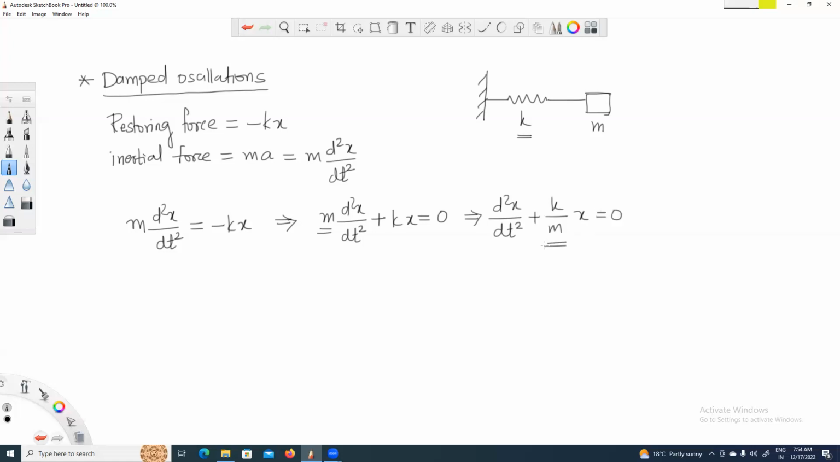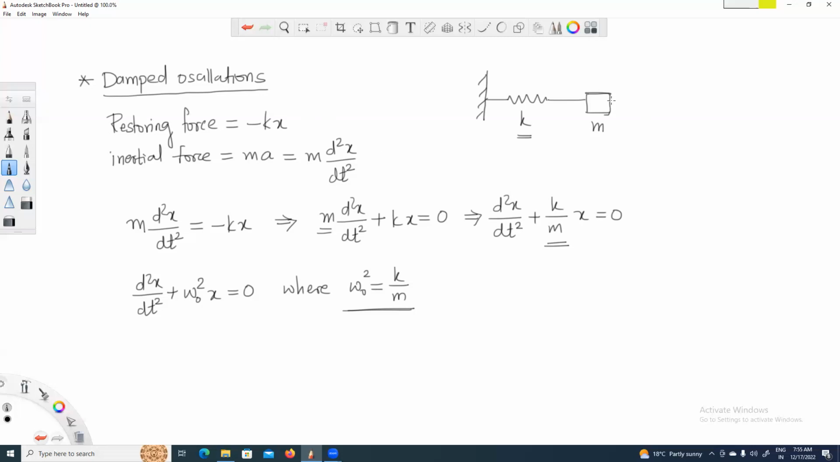And we know this term. This k upon m is nothing but omega square, where omega is called the natural frequency of this harmonic oscillator. So we can write this differential equation in another form as d2x upon dt square plus omega naught, the natural frequency, square times x equals 0, where omega naught square equals k over m. So we know this. Now we're going to study what happens with damped oscillations.